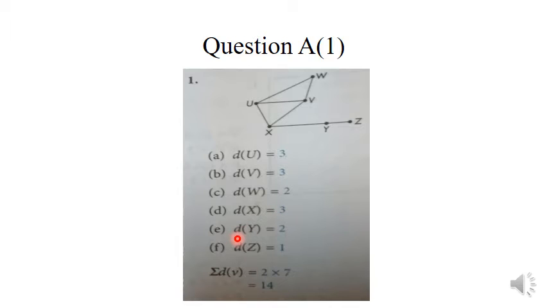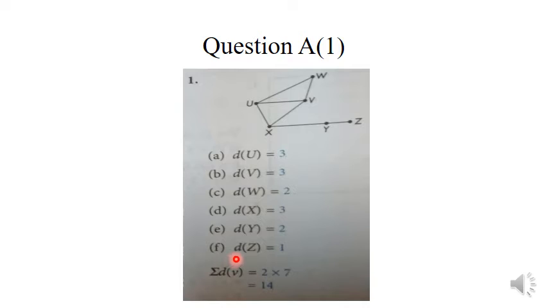One more, degree of vertex Y. Vertex Y, count how many edges from vertex Y. Y, Z, 1. Y, X, the other one. So, there are 2 edges from vertex Y. Degree of vertex Y is 2.